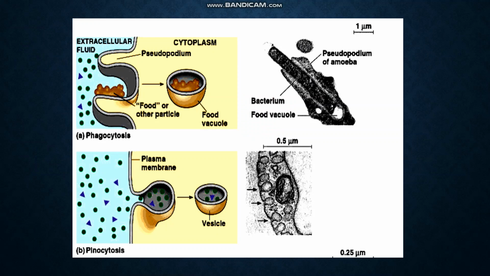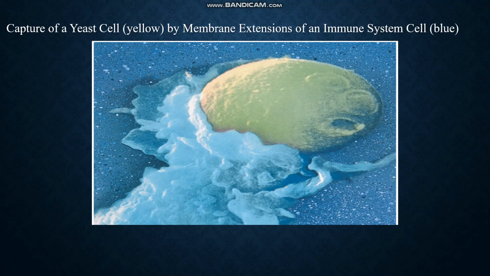This electron micrograph also shows phagocytosis. Here you can see the pseudopodium of an amoeba, bacteria and food vacuole. And pinocytosis. Here you can see the fluid-filled vacuoles in the pseudopodium of an amoeba. These pictures also show the capturing of a yeast cell by membrane extension of an immune system cell.